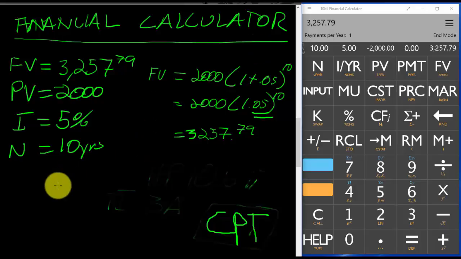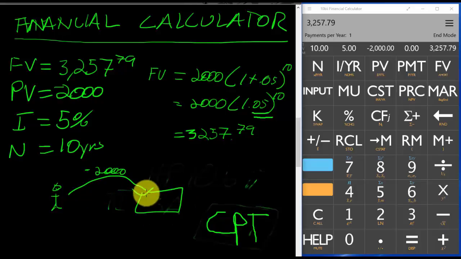It's negative because it's coming out of my pocket. Here I am, a happy face, and the $2,000 comes out of my pocket. It's negative because I'm losing $2,000 and it goes into this investment, whatever that is. Ten years later, it comes back to me at 3,257.79, and this is positive. So it's negative to me as I make the investment. It's positive to me when it comes back.